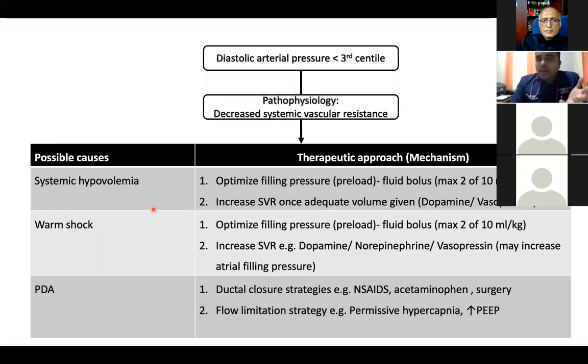Whereas in systemic hypovolemia, you need to think of boluses. 2 boluses, 10 ml per kg. Don't give unnecessary excessive boluses. And if no improvement, then try vasopressors. Again, you have got a role for dopa, norepinephrine, and vasopressin. Because here, the problem is not with stroke volume or output, so you try agents which are potent constrictors.